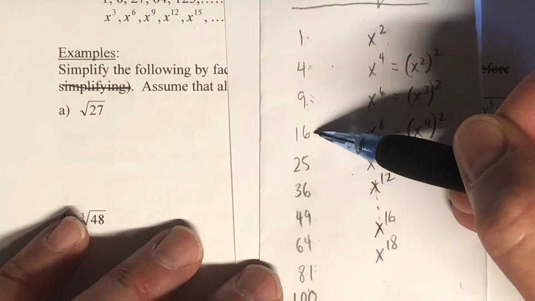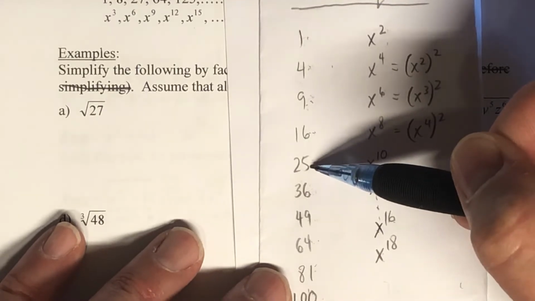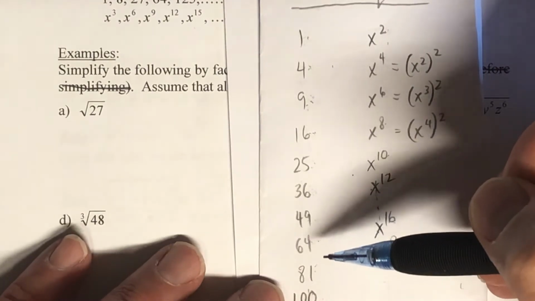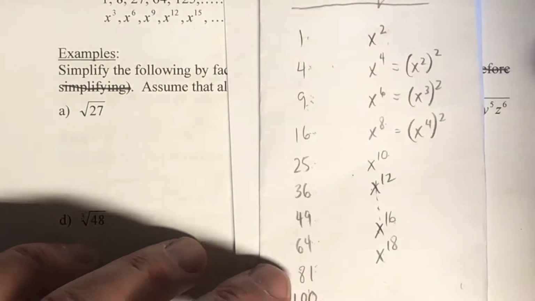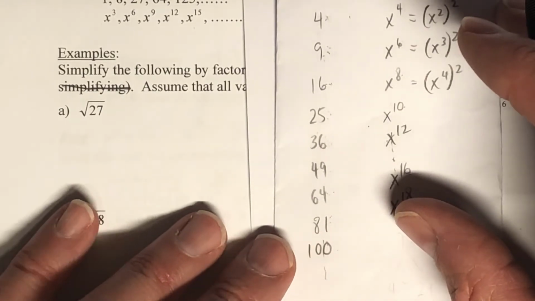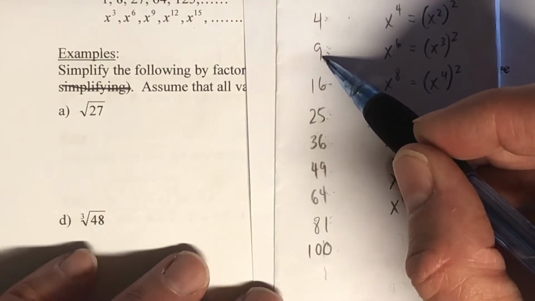27 divided by 16. No, that doesn't divide evenly, so 16 is not a factor. 27 divided by 25. No, that's not a factor because it doesn't divide evenly either. And all the numbers after that are too big, because you can't be a factor of 27 if you're bigger than 27. Obviously it wouldn't divide evenly. So that means that 9 is the number that we want.